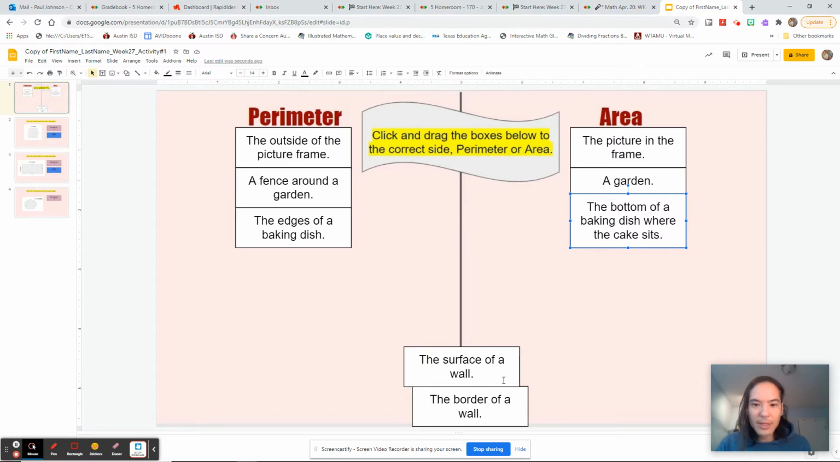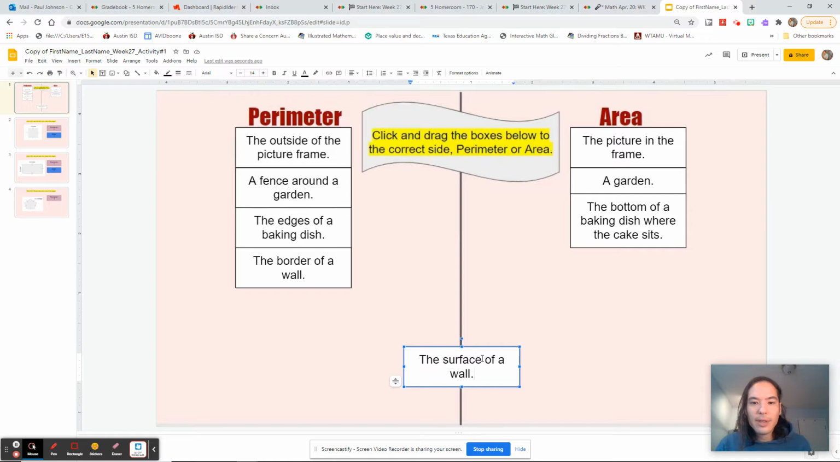Okay, and then we have border of a wall and surface of a wall. Border means like the edges. So once again, when I'm talking about edges, when I'm talking about around, so the outside, around, edges, border, these are all perimeter. The surface of a wall, right? The surface is the whole thing, not just the edges. The surface is all of the wall. So the surface would be what I'm talking about, area.